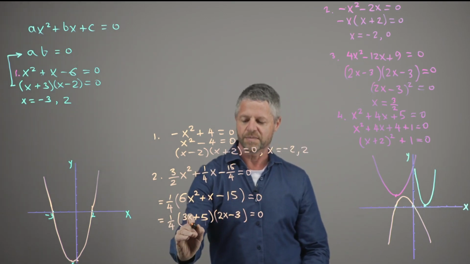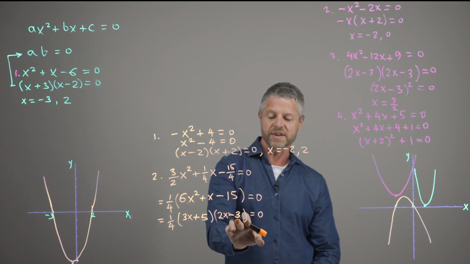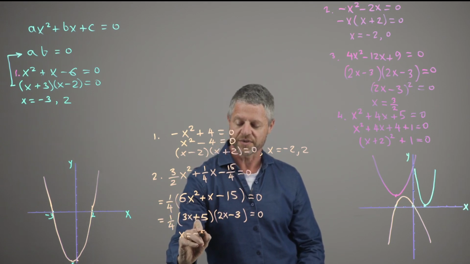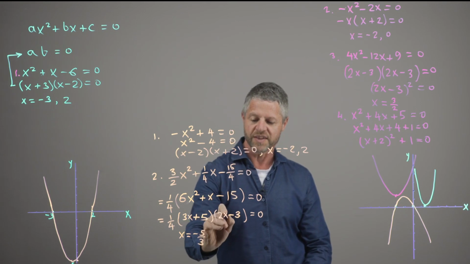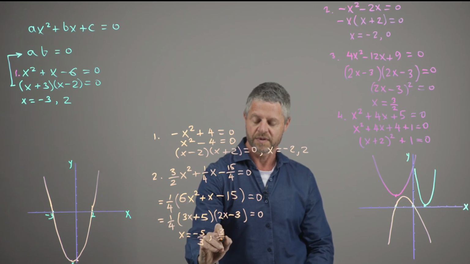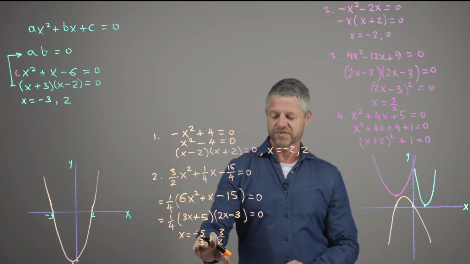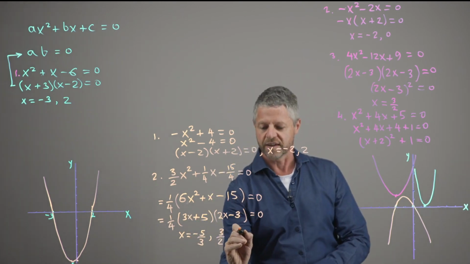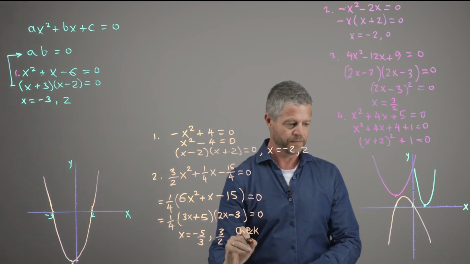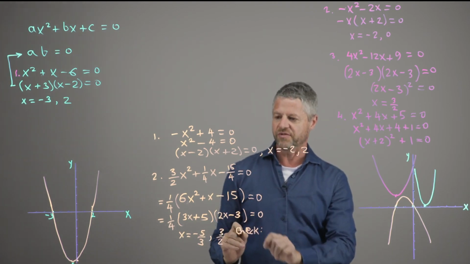And so that implies from the zero factor theorem that either this is 0 or this is 0. If this is 0, then x must be equal to minus 5/3. And if this is 0, x must be equal to 3/2. So I've got 2 roots. One is minus 5/3 and one is 3/2. And let's just check. Let's check minus 5/3 first.